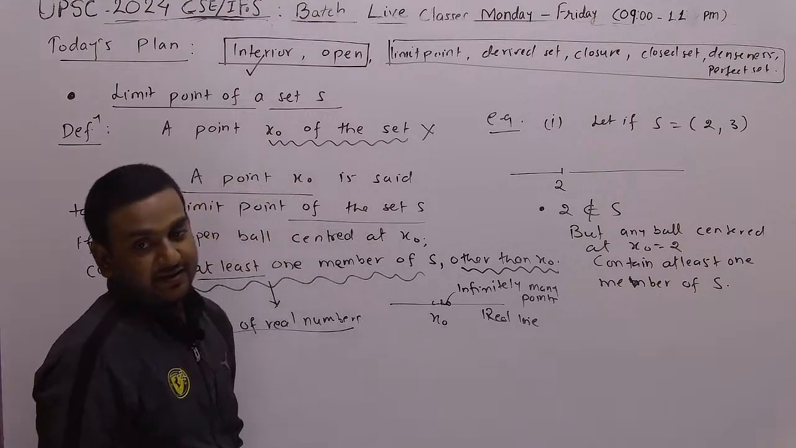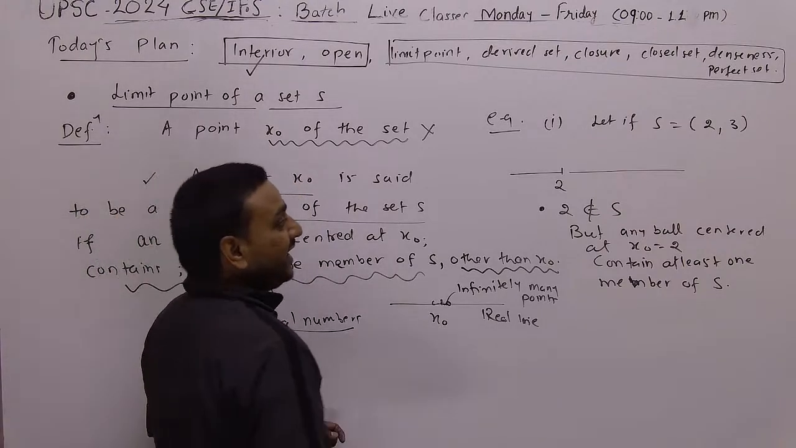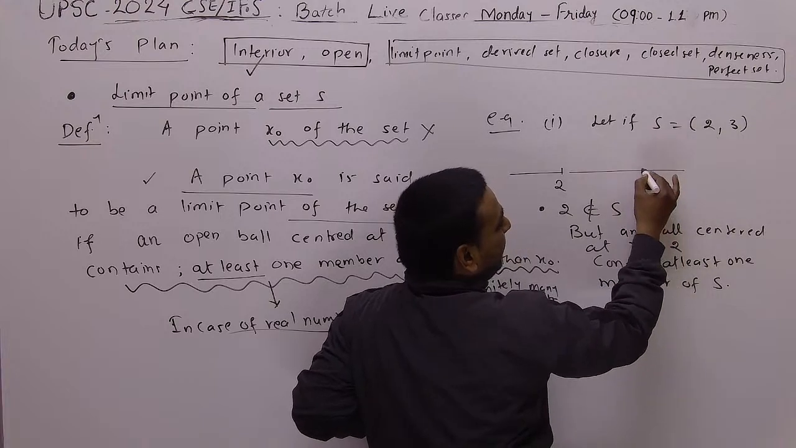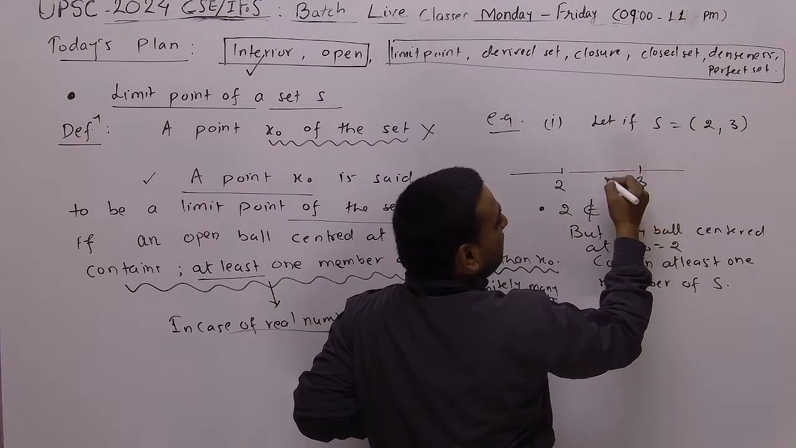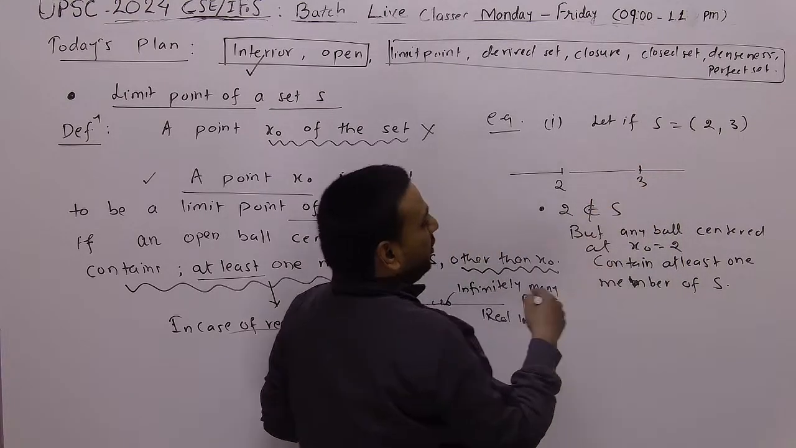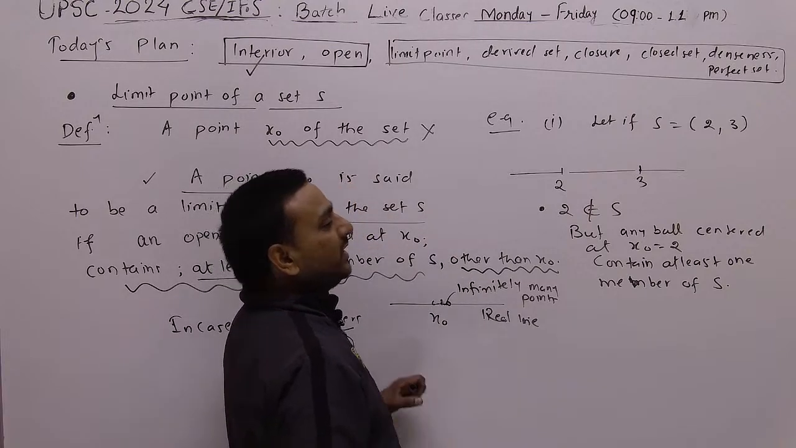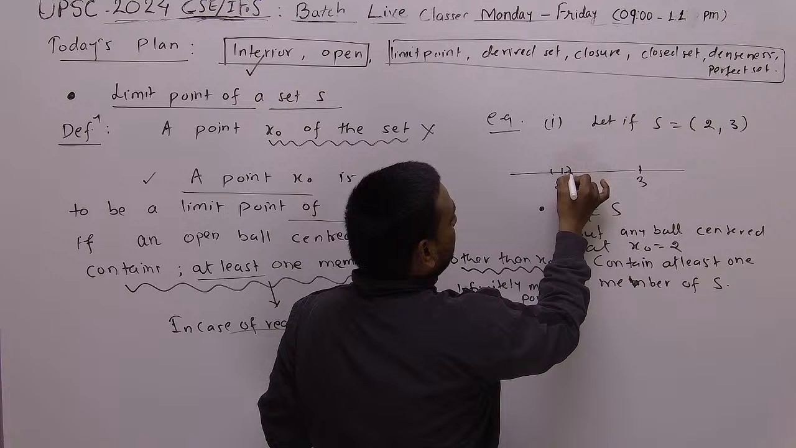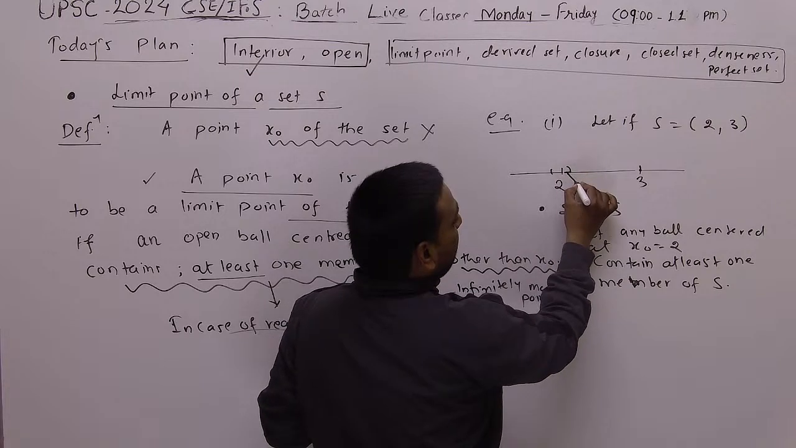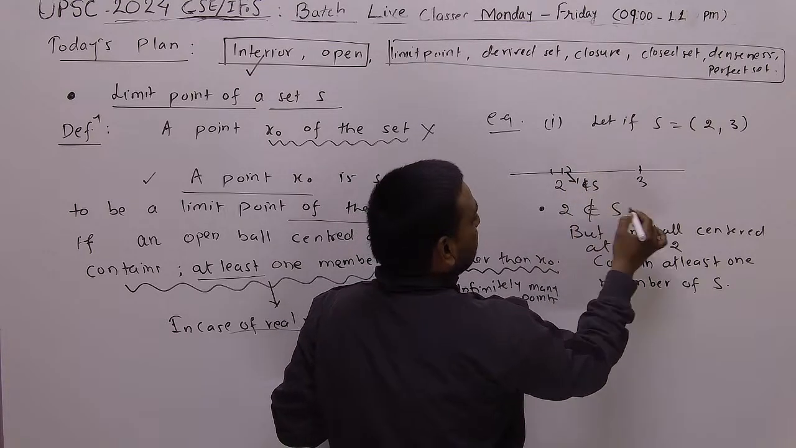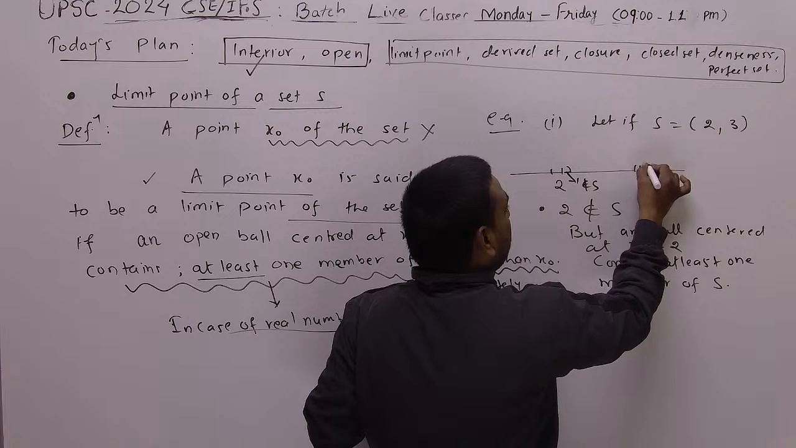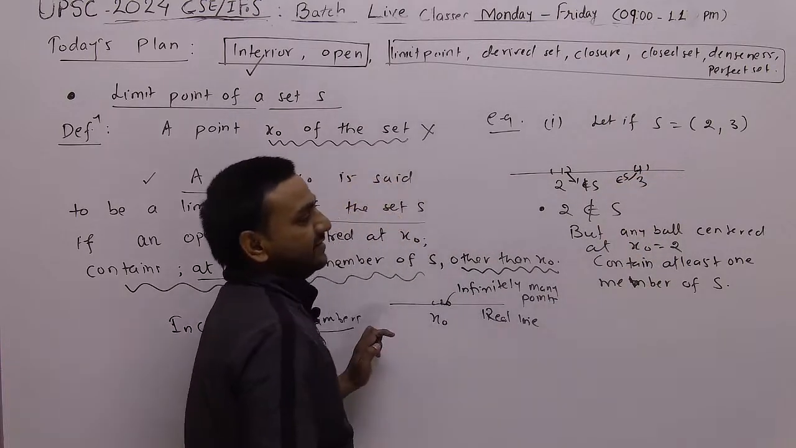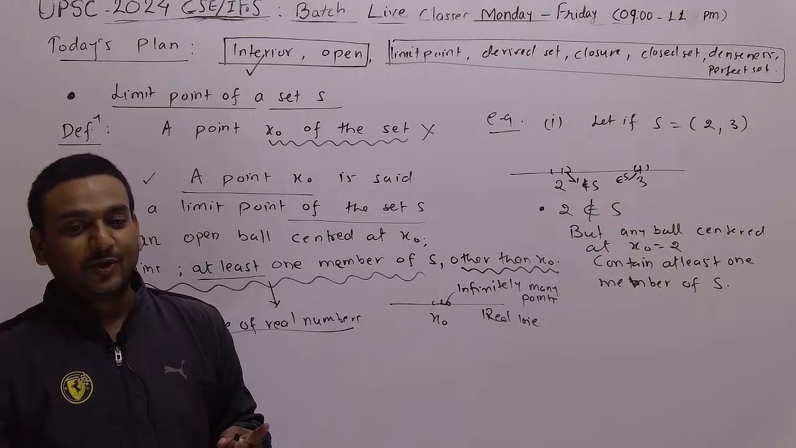बोलिए हाँ या ना. Because S contains all points after 2 and all points before 3. Right or not? So no matter what small radius open ball you take here, so obviously these points will be in S. If you take any open ball, so these points will be in S. Say yes or no.